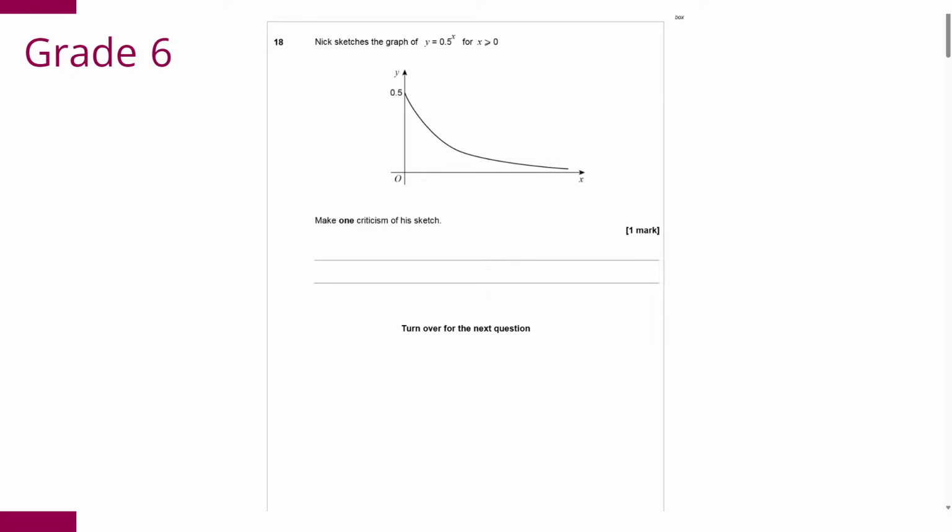Nick sketches the graph y equals 0.5 to the power of x for x greater than or equal to 0. Make one criticism of his sketch. If you put in a 0, what should you get? Anything to the power of 0 is 1, obviously. So the criticism of his sketch is that when x is 0, y should be 1. So this should be 1, not 0.5. Okay, cool.